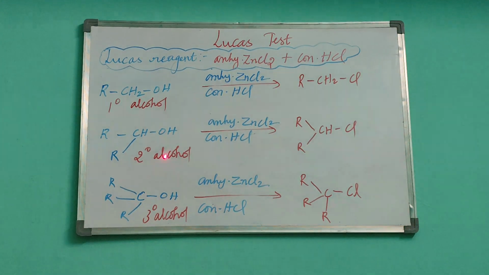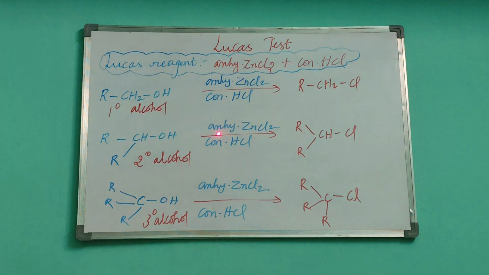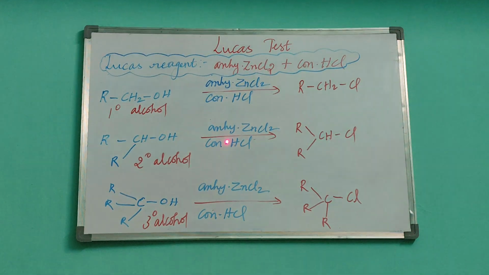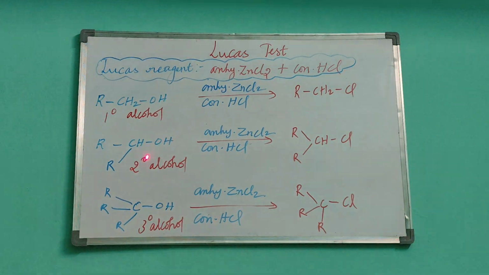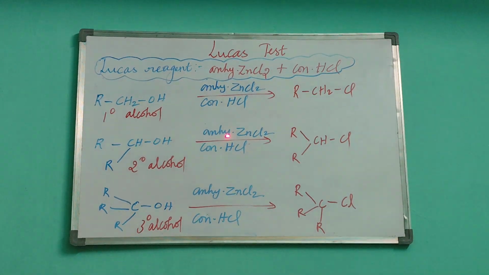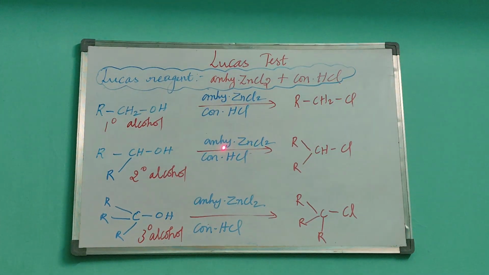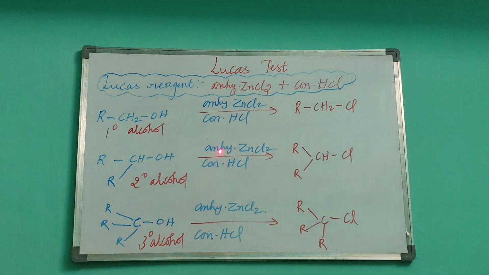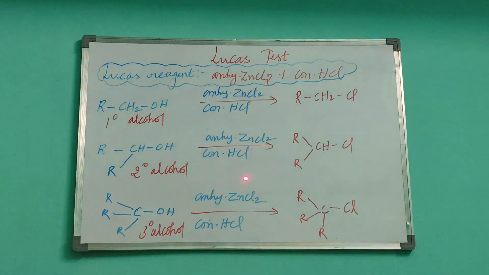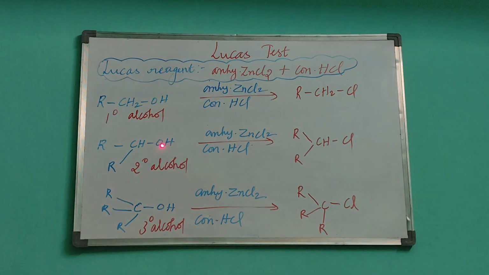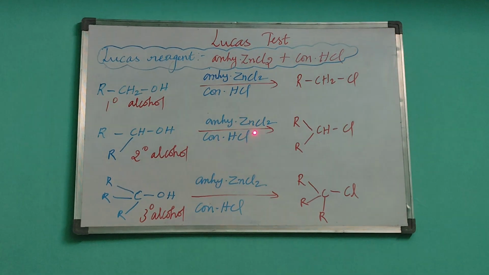In the case of secondary alcohol, the same will happen: anhydrous zinc chloride and concentrated HCl. This is the Lucas reagent mixture. Whenever there is an alcohol substrate and anhydrous zinc chloride and concentrated HCl, you may identify this as a Lucas test. Again the same, this OH part will be replaced by this chlorine part. This hydrogen and this OH will be removed as water.